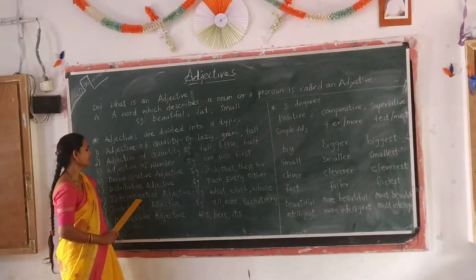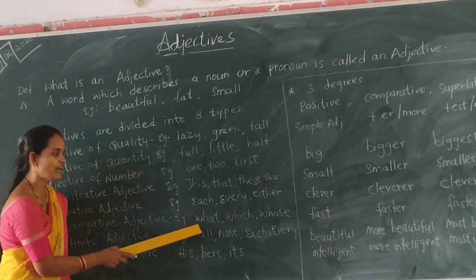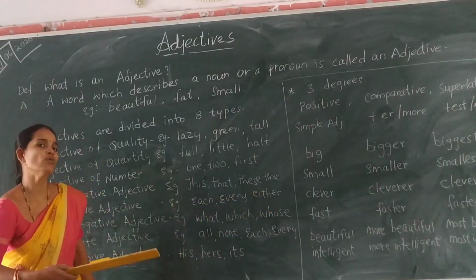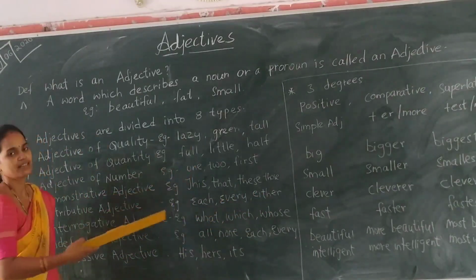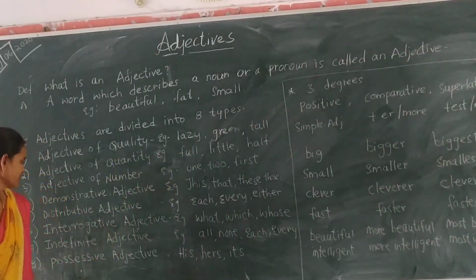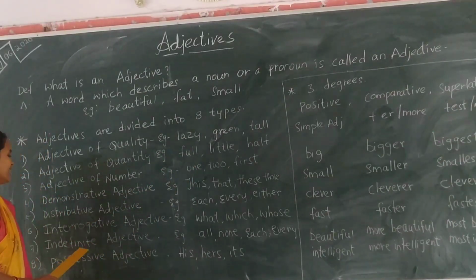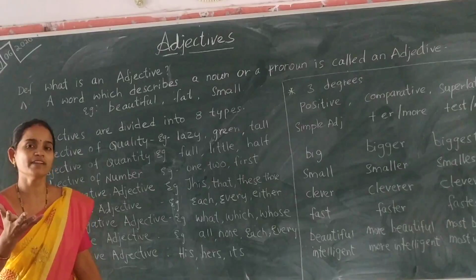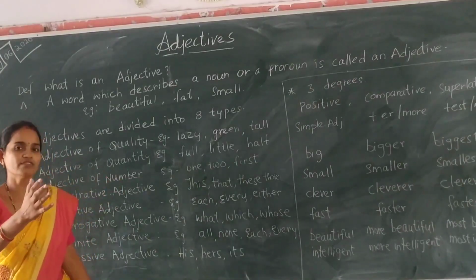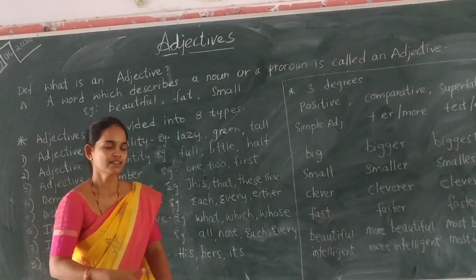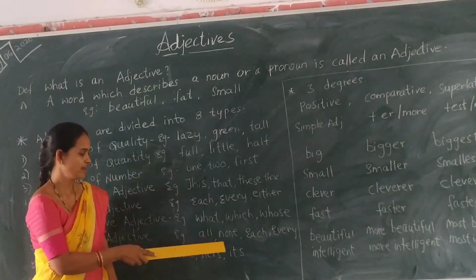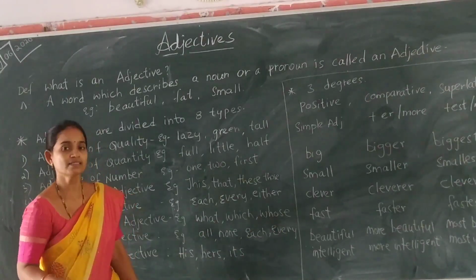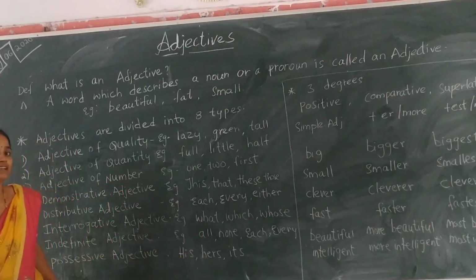And the next adjective, interrogative adjective. Interrogative adjectives are what, which, whose, which describe a noun or a pronoun. These all adjectives, they describe a noun or a pronoun. So let us go to the next adjective, indefinite adjectives. There is no particular number or figure. It is indefinite. We cannot say this one or that one, a particular one or two or three. See here, the examples are all, none, each, every, someone, nobody, somebody. These all come under indefinite adjectives.